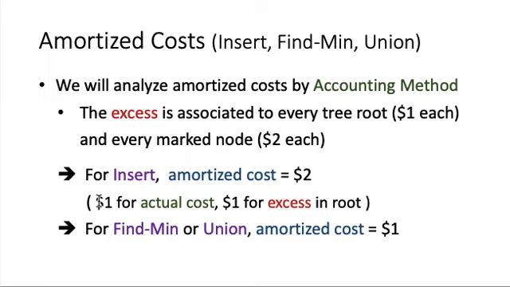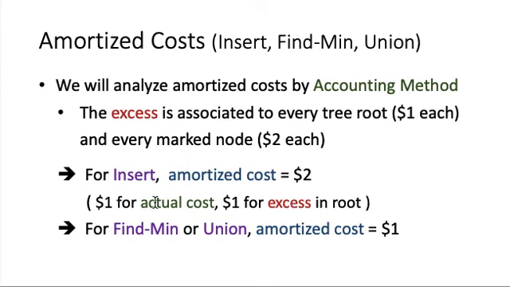So we will use $1 for the actual cost for this operation to create the node and then to update the minimum pointer if needed. So this is the $1 for this actual cost. And then because the amortized cost is $2, we will have $1 left. So the $1 left is an excess, and it is stored in the root for this newly inserted node.